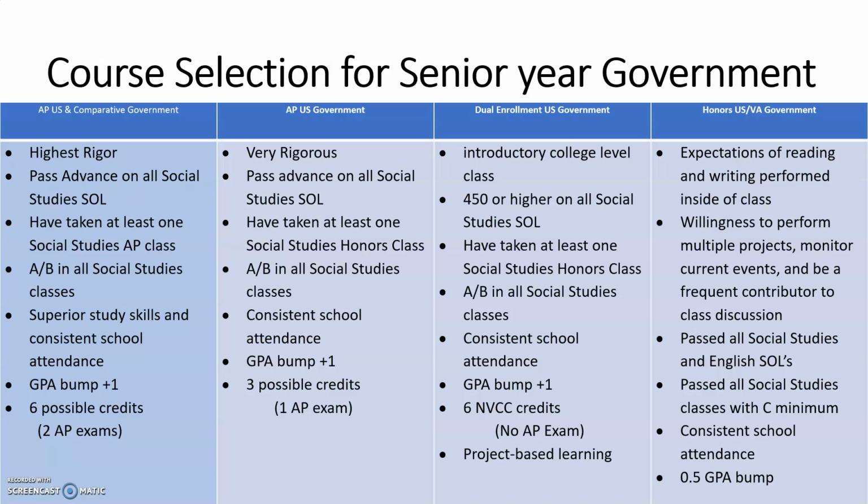Dual Enrollment US Government is an introductory college level class. This is created in conjunction with the NOVA Community College System. Again, this focuses only on the United States government, and this teacher will be creating a further video to go more in depth on this class. There's a GPA bump of +1 for taking this class, and while there's no AP exam, you can still get up to 6 NOVA college credits.